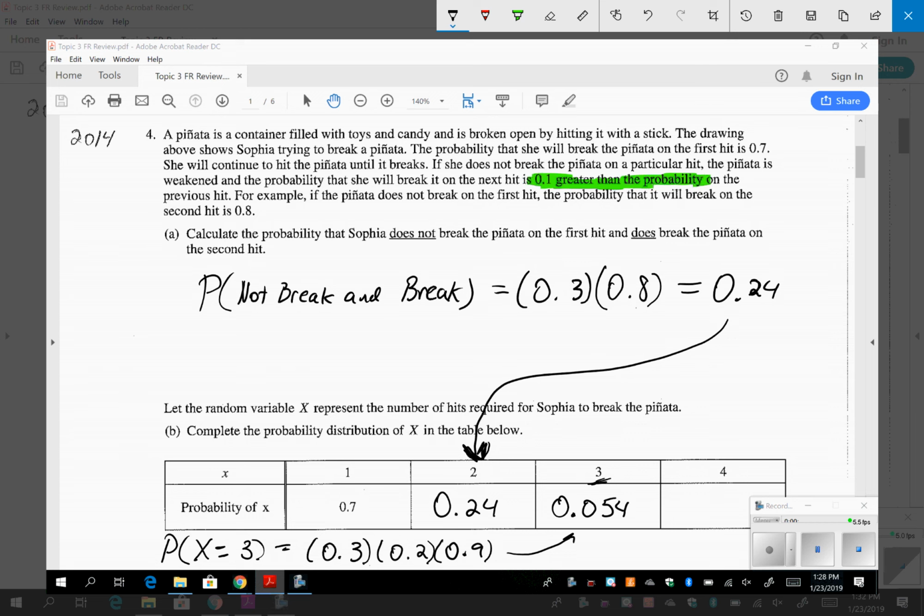Okay, so what's that number? Add them all up, subtract from 1? 0.006. Great. Everybody has that? Everybody has that down in their probability distribution table. That's what this is called: the probability distribution table for the random variable x, which represents the number of hits required for Sophia to break the piñata. Let's go to the backside.